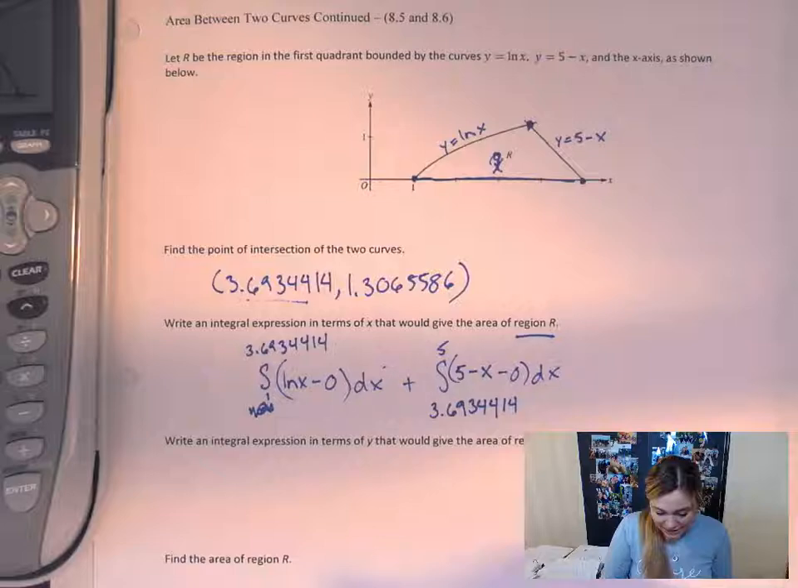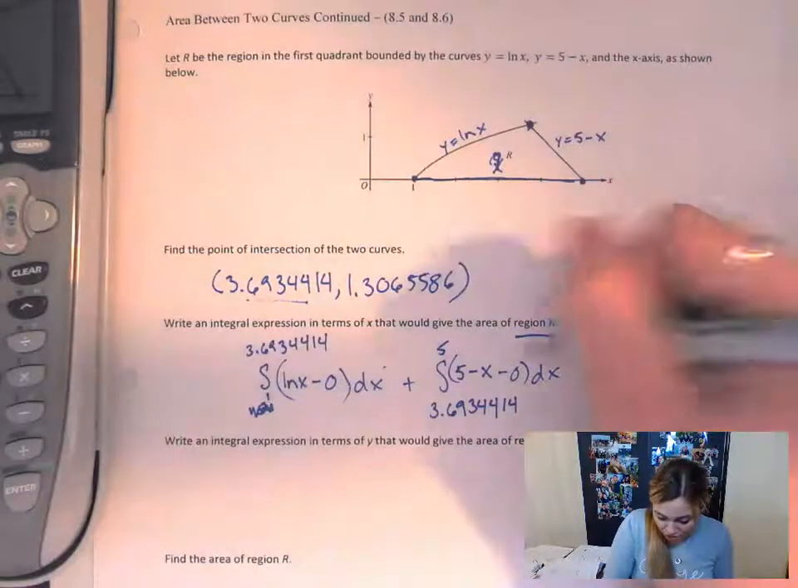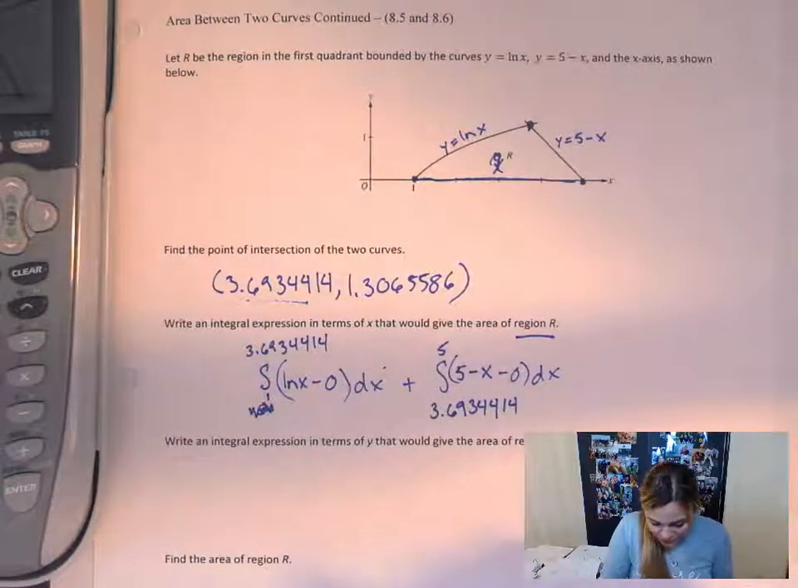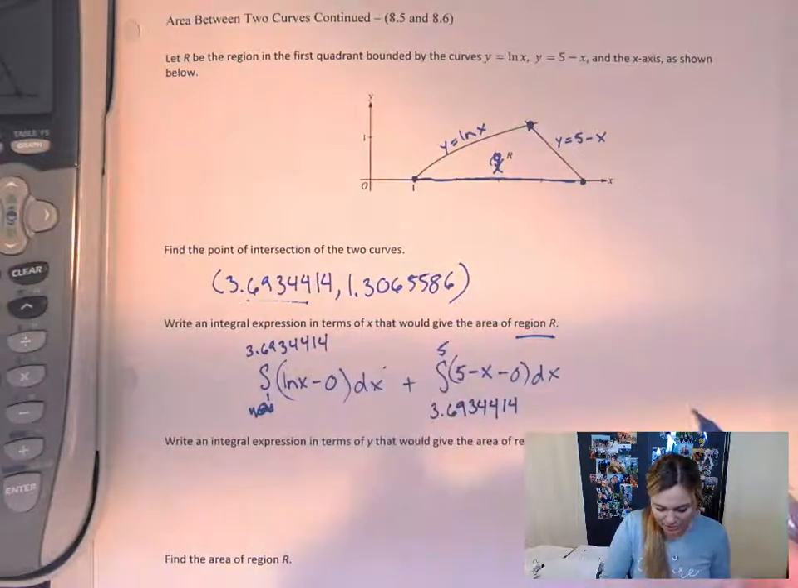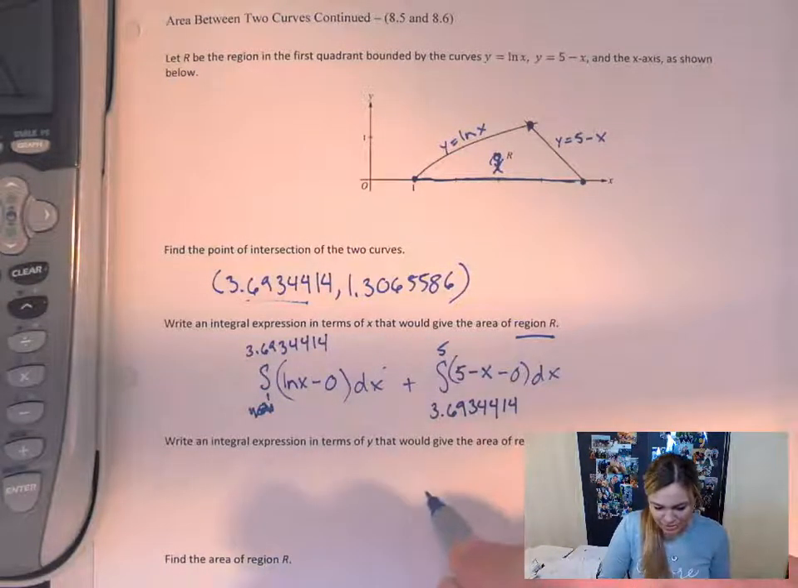In this one, it says, so we did this one. This is the region R. This one says write an integral expression in terms of y that would give the area of region R. Did we? Oh, so we already did this one. Integral expression in terms of x. This one says in terms of y.